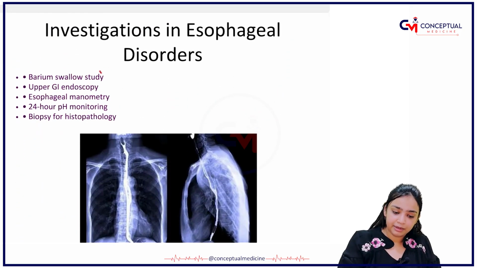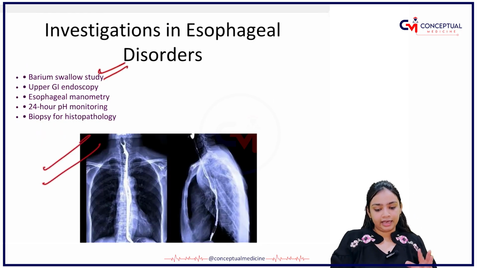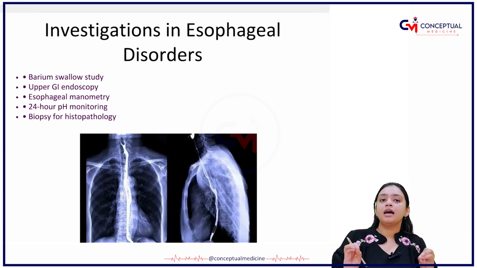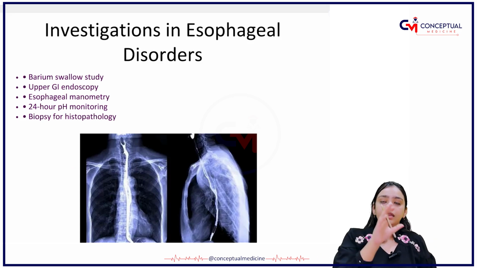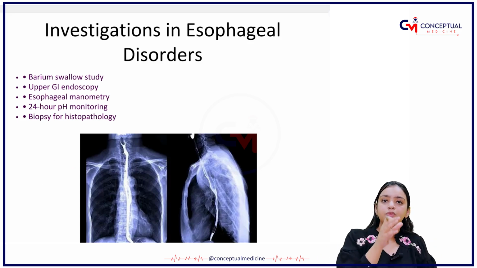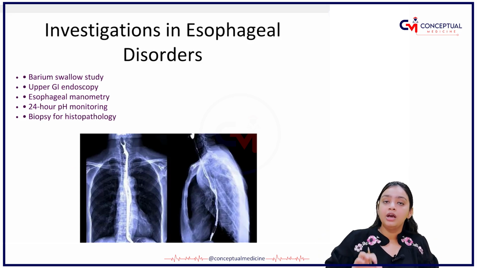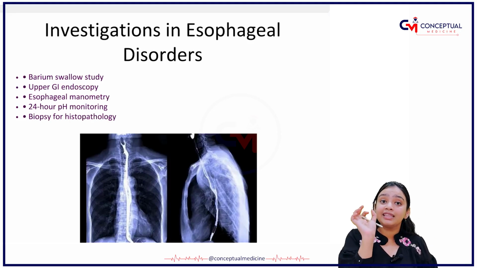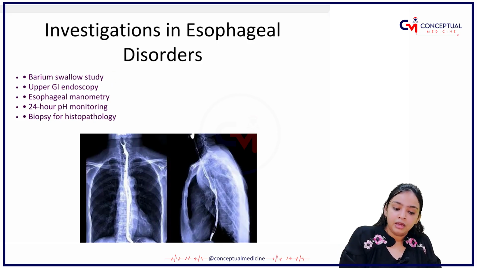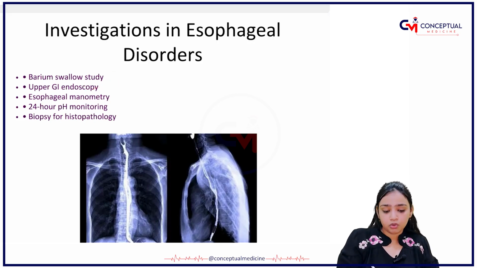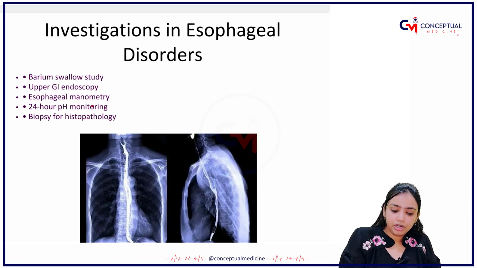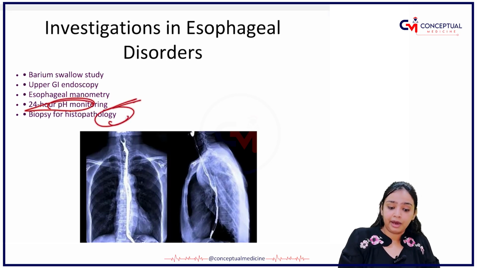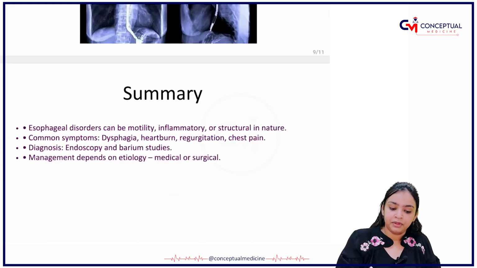What are the investigations in esophageal disorders? First thing is the barium swallow study. See, this X-ray you are able to see. This is how a barium swallow is done. There is a liquid and we give that liquid to the patient and ask them to drink, and then when the patient goes for an X-ray, we are able to see where the defect is. Okay, then you can do upper GI endoscopy, esophageal manometry, 24-hour pH monitoring and biopsy for histopathology.